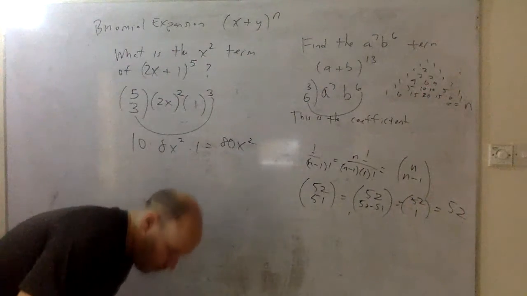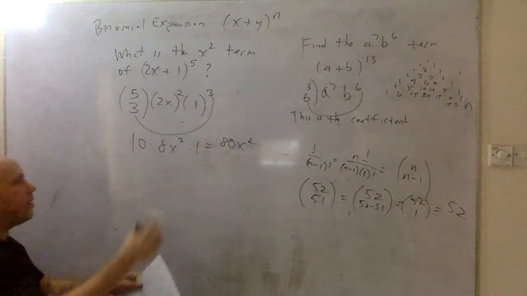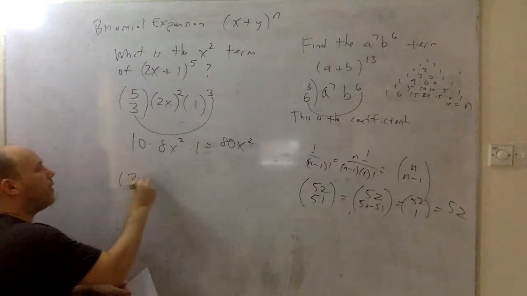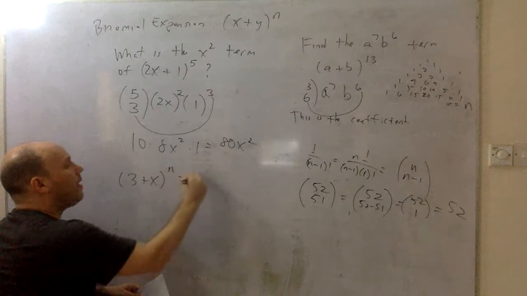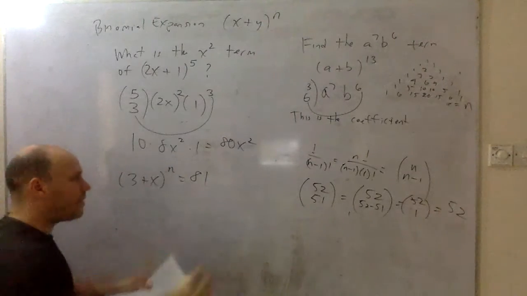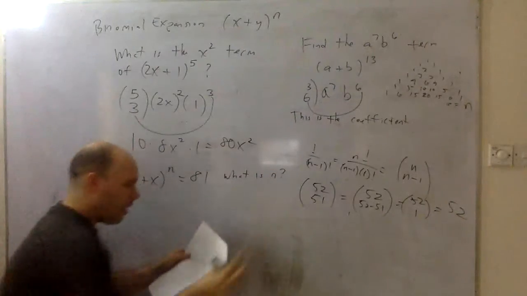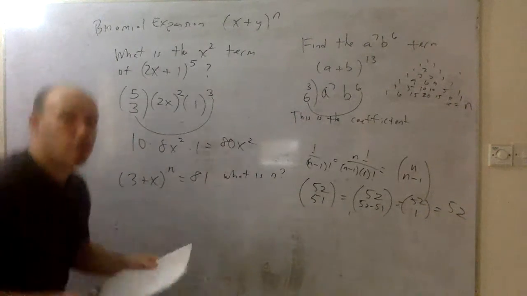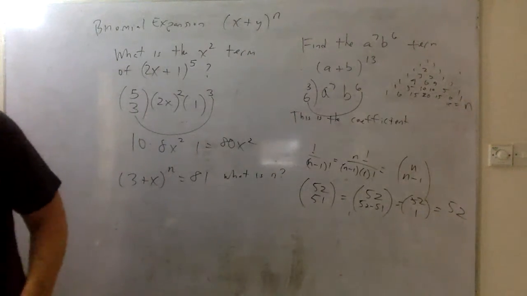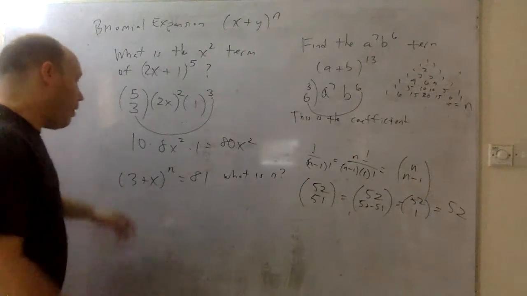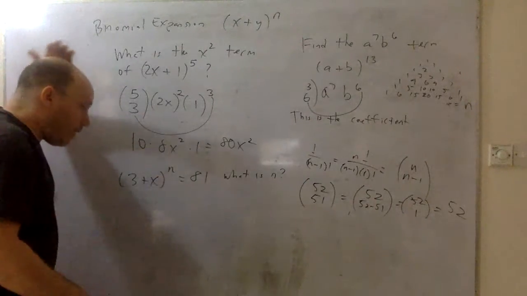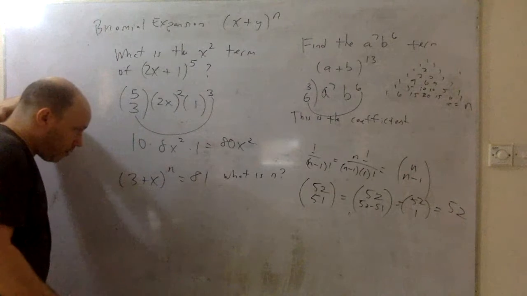Let's try another one. Here's one. Let's see. 3 plus x to the n equals 81. What is n? That's kind of interesting, right? So let's see.